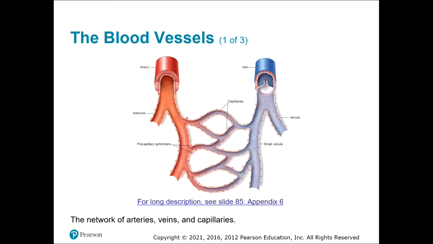That's where cellular respiration occurs. They're very small, so nutrients, electrolytes, oxygen, and carbon dioxide can cross the capillary membrane going into and out of our cells. So capillaries carry both oxygenated and deoxygenated blood depending on what portion of the spectrum they're on.